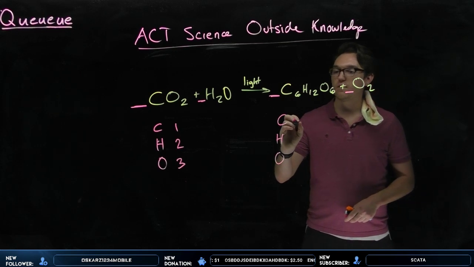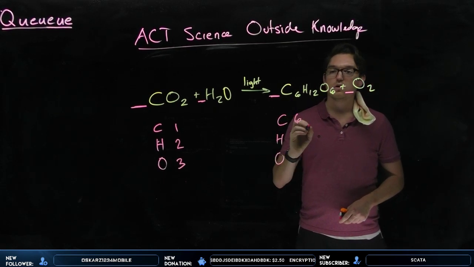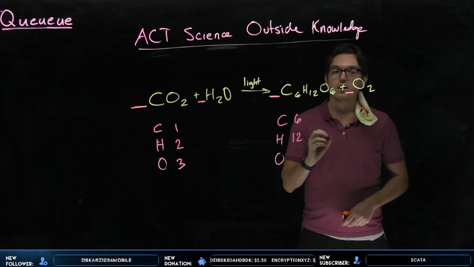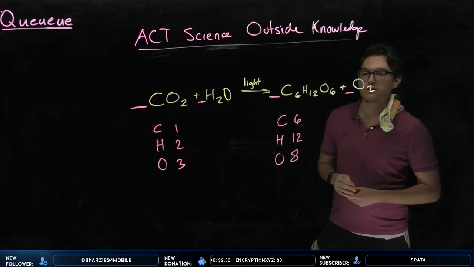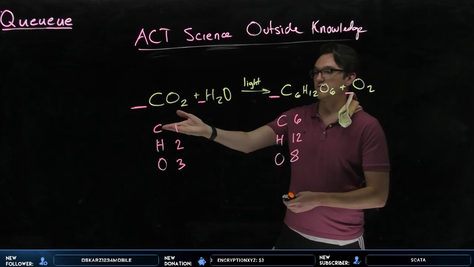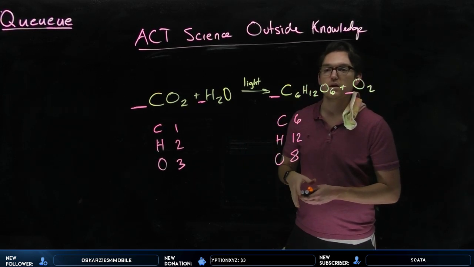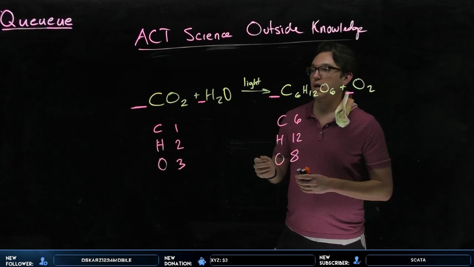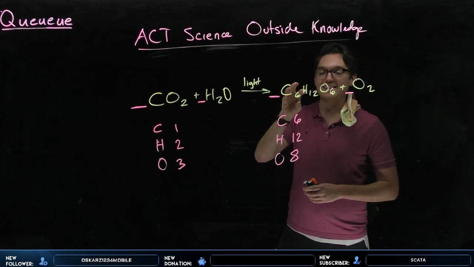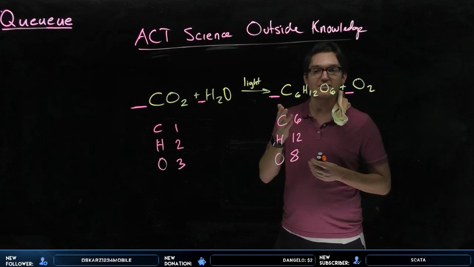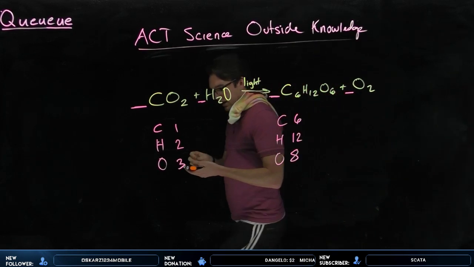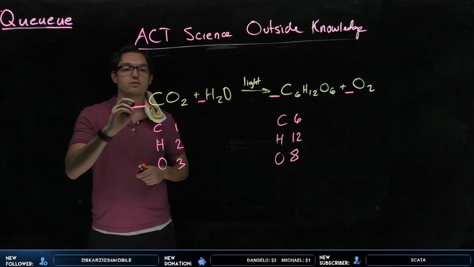On this side, we have 6 carbon atoms, we have 12 hydrogen atoms, and we have 8 oxygen atoms. So clearly, this can't happen because there's not enough carbon to turn into this amount of carbon. So let's start with the carbons. How do we make this equal to that? We can't make 6 into a 1 because this molecule requires 6 carbon atoms. So let's take carbon dioxide and let's put a 6 in front of it.